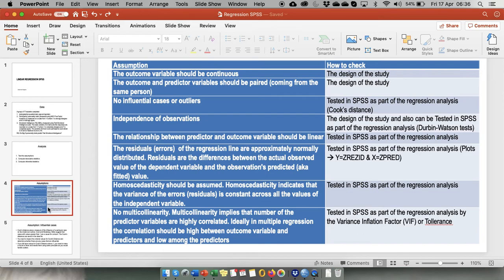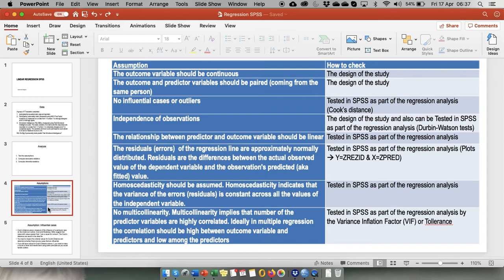So, independence of observations. Again, we collect data and decide at the design stage of the study that our observations are independent. However, there is also a Durbin-Watson test that we can ask for in SPSS just to check that the independence of observation assumption is met. The relationship between predictor and outcome variables should be linear. This is also tested in SPSS as part of the regression analysis, so you don't need to plot separate scatter plots for each combination of the variables.